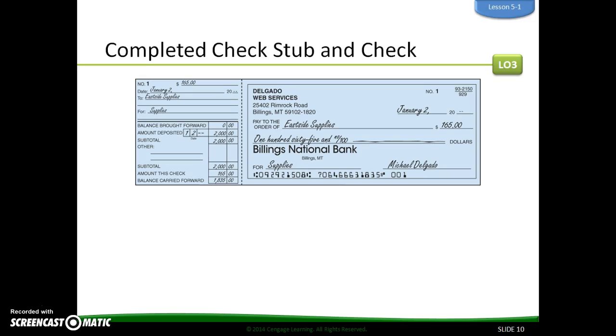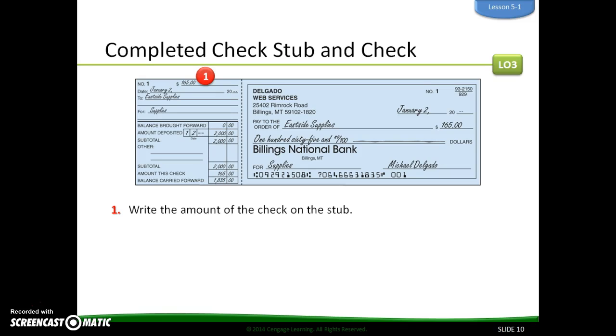Now, the next thing we're looking at here is a completed check stub and then the actual check. So you can see on the check stub where we brought the balance information subtotal forward previously for that $2,000. The next thing that we're going to do, because we're going to be writing a check out to Eastside Supplies, is writing this information on the check stub first. This probably goes contrary to what you've seen mom and dad doing with their actual checking accounts, but the reality is that good record keeping means we write the stub first to make sure we have all of the information and to make sure we have enough money in our account before we're writing any checks.